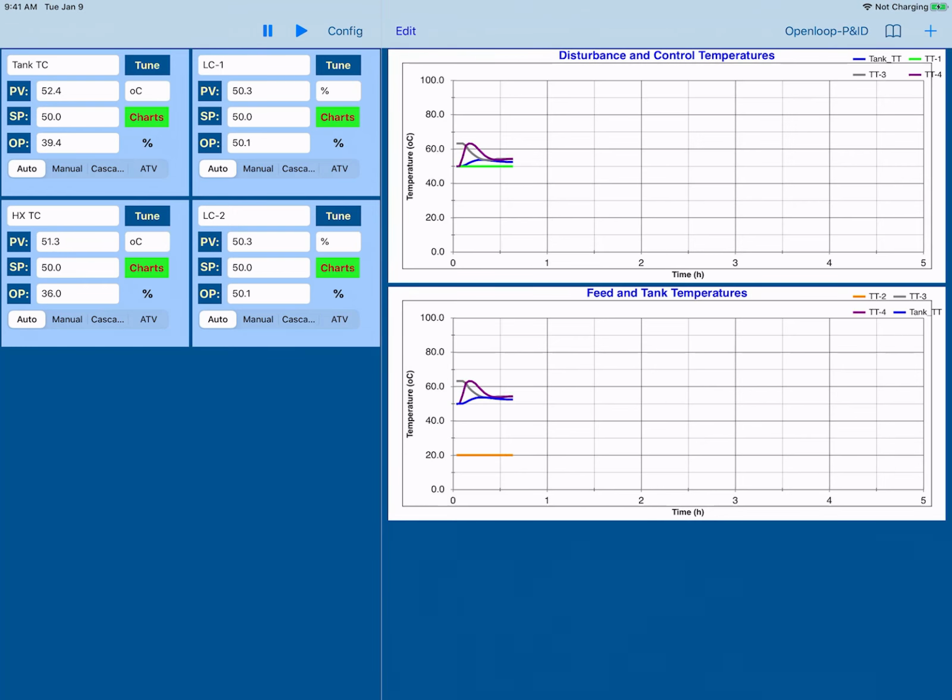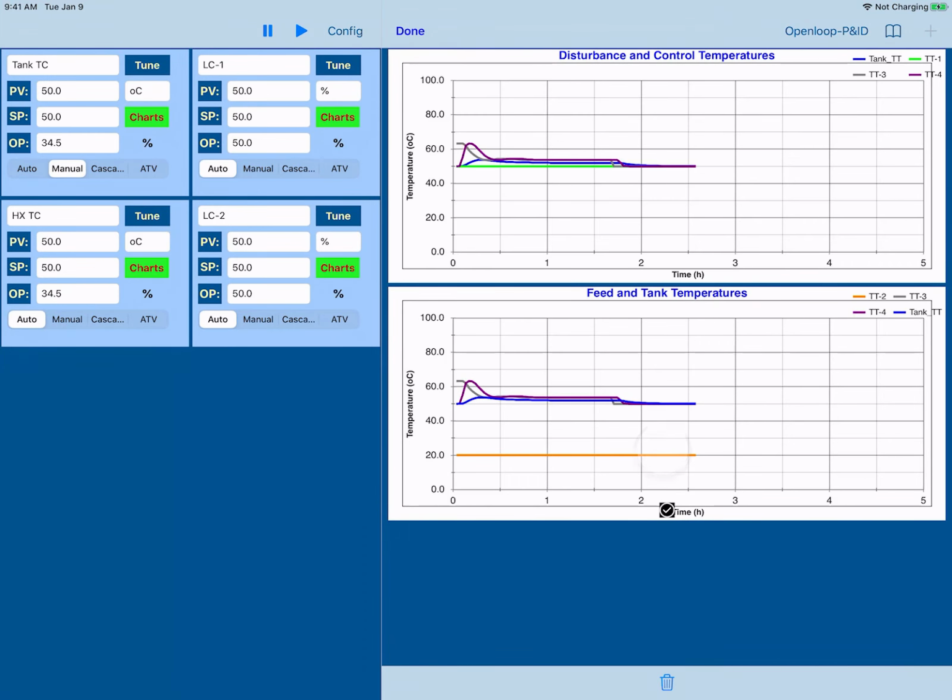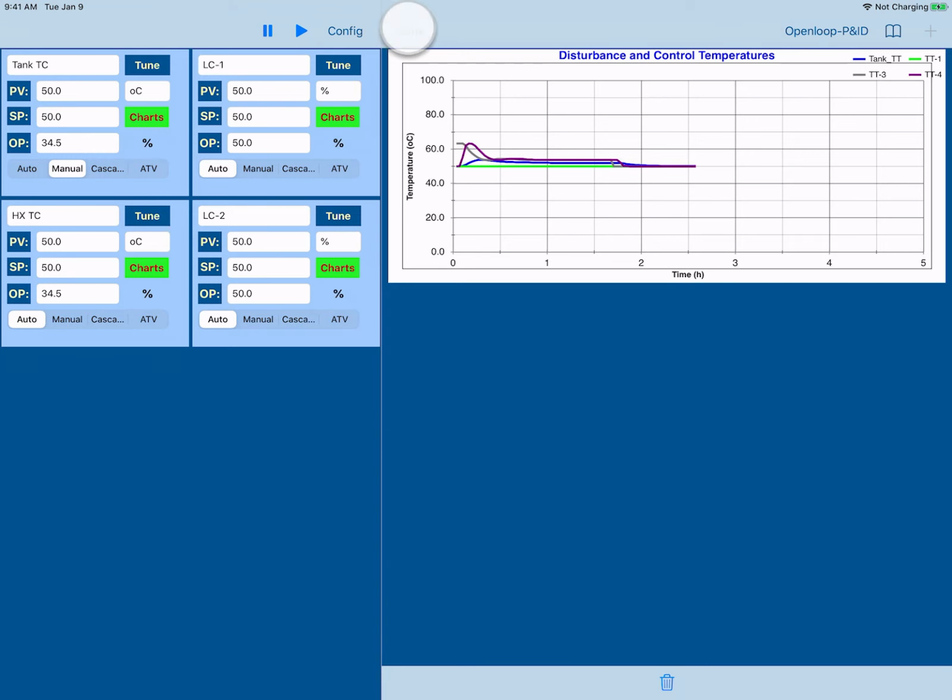We put the tank TC in manual. We set the output to 34.5. We set the level at 50%, which it's already at. We only need one chart, so let's get rid of the second chart here by edit, clicking on that chart, trash can, done.